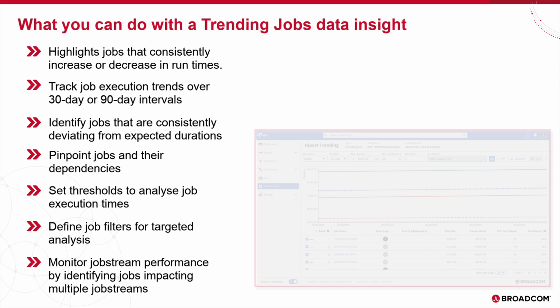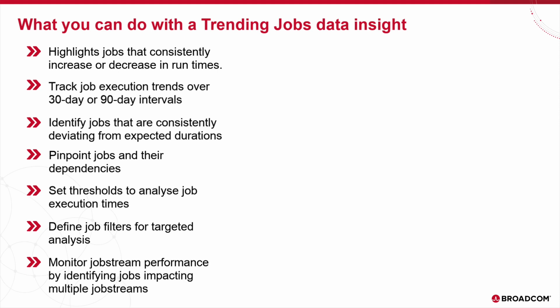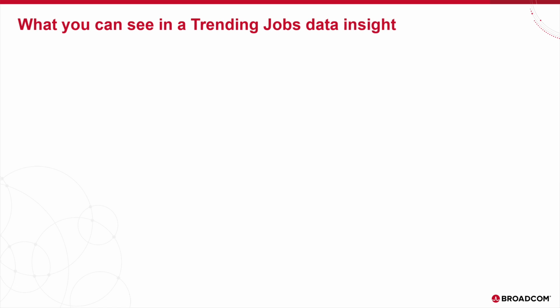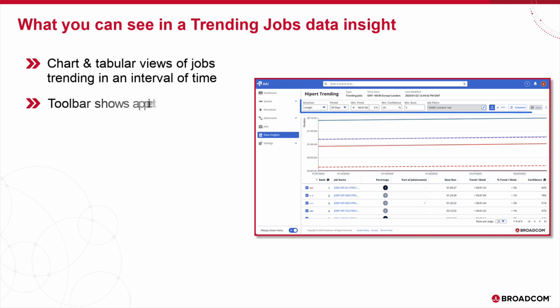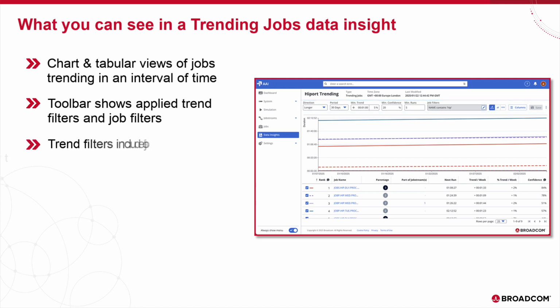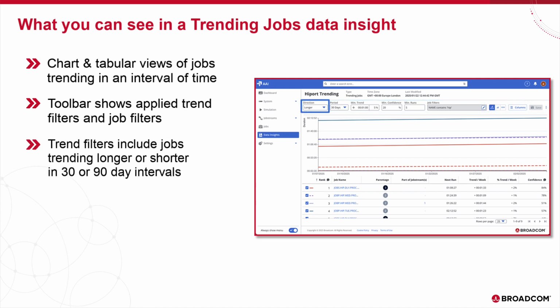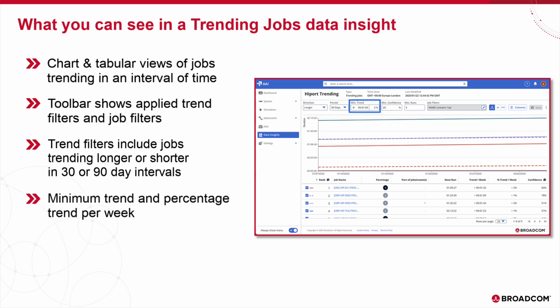Let's also explore what you can see in a trending jobs data insight. The trending jobs data insight in AAI shows you both a chart and a tabular view of jobs trending in an interval of time. The toolbar above the graph shows the applied trend filter settings as well as the job filters. The trend filters include the direction, that is, jobs trending longer or shorter, followed by the 30 or 90-day time interval, the minimum trend and the percentage trend per week.